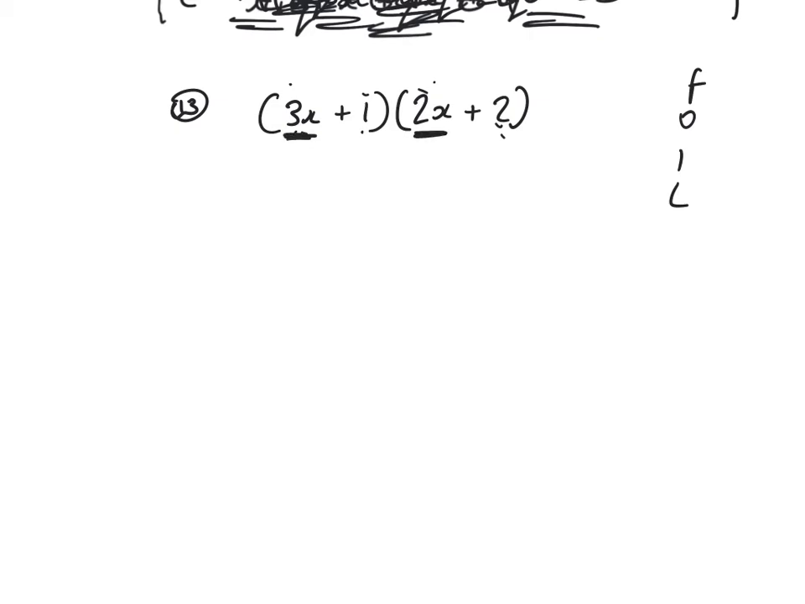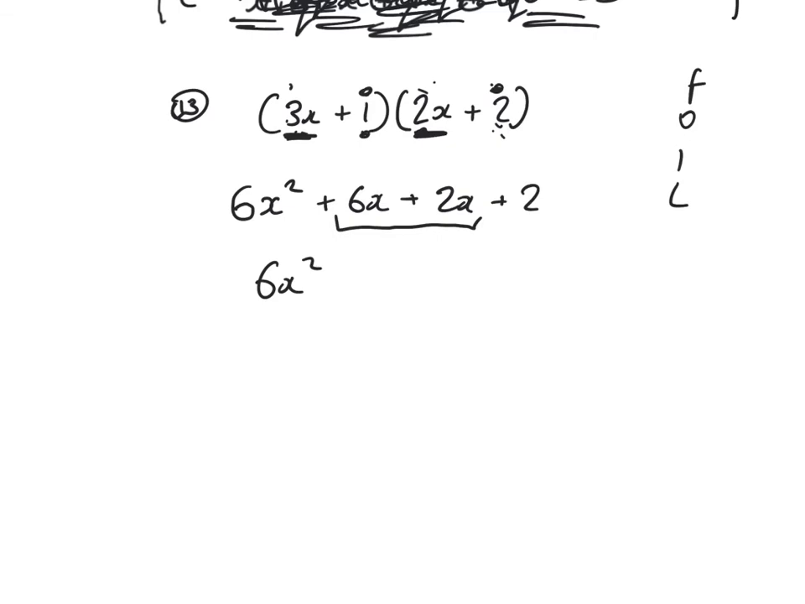3x times 2x, well, 3 times 2 is 6, and x times x is x squared, 6x squared. Outside 3x times 2, well, 2 lots of 3x, that's 6x. Inside's 1 lot of 2x is 2x, and last 1 times 2 is 2. Let's tidy up the middle. 6x and 2x is 8x, so that's 6x squared plus 8x plus 2.